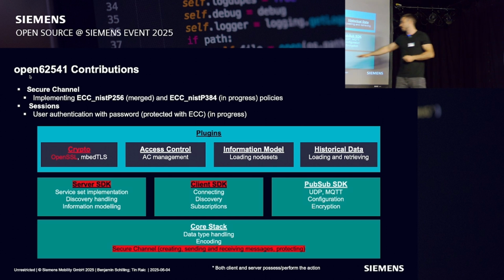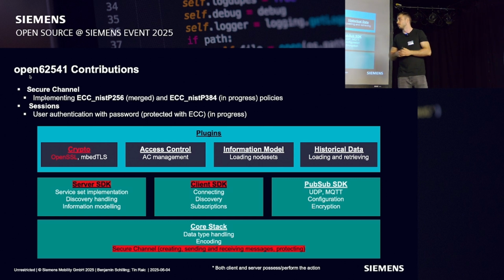We have some stuff in the core stack implementation handling the secure channel. Then we have the server and the client SDK, which are the server and client feature sets, and the plugins integrate these SDKs into a full application depending on what you need. So we have access control, information model, historical data. For us, the most interesting one is the crypto part, with OpenSSL and embedded TLS as the underlying crypto providers.